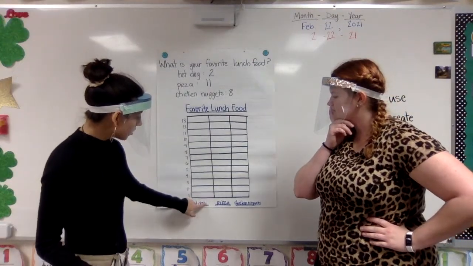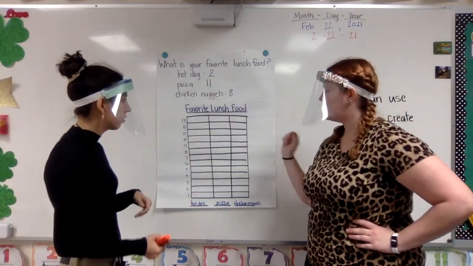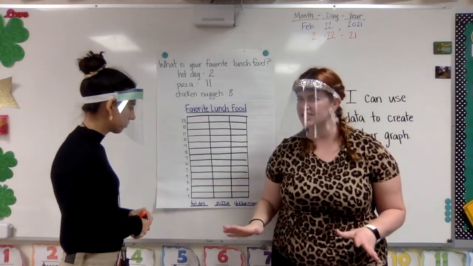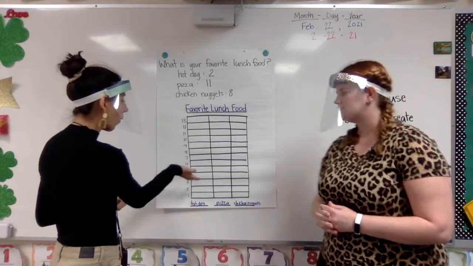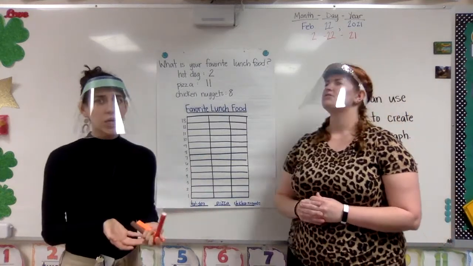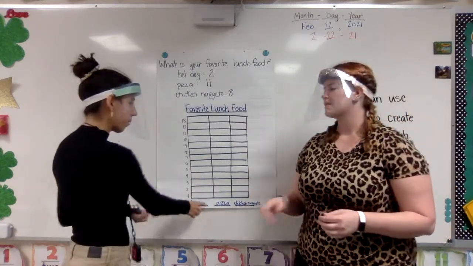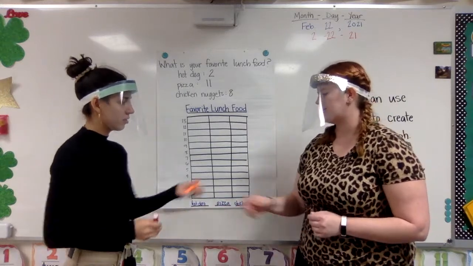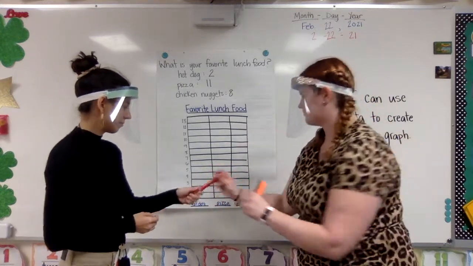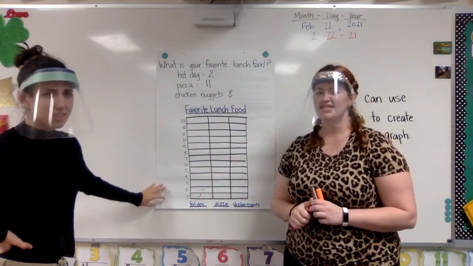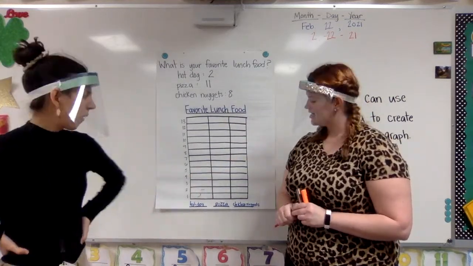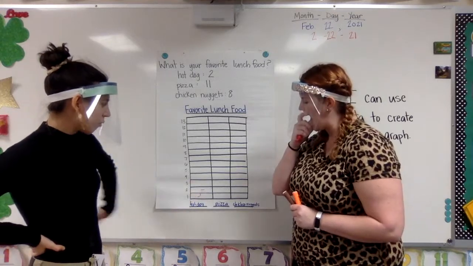So hot dog had 2 votes. Okay, so can I just color any 2 boxes? Oh, no, I remember that in order for a bar graph to show the correct amount, it all has to start in the same place, the bottom of our bar graph. Okay, here, let me try. Okay. So we're going to color in, well, that doesn't show me very well how many people voted for it.